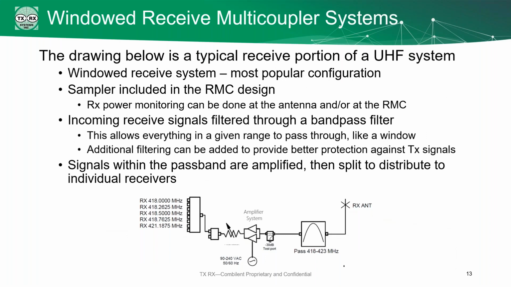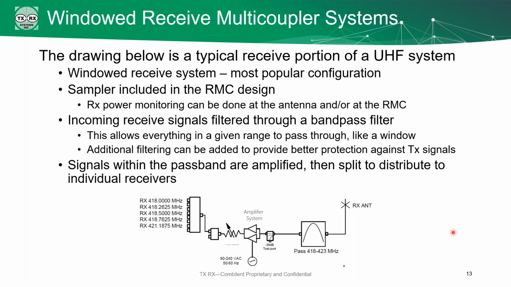So here we see a typical receive multicoupler system. Again, we have our RX antenna, and we're seeing that we're coming into a filter right here. This is referred to as a windowed system. This filter passes everything within its range. That filter then hands off through a sampler to the amplifier on the receive multicoupler. And that amplifier then hands off to the splitter and out to your radios.